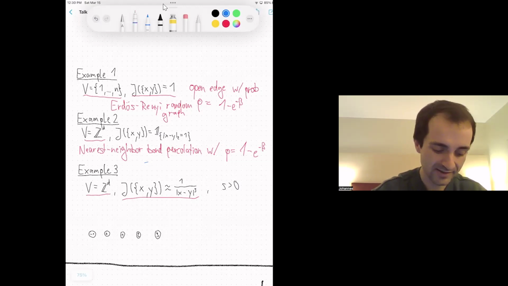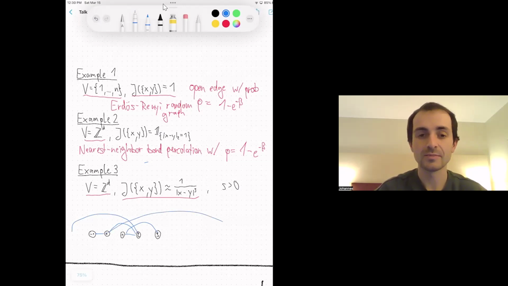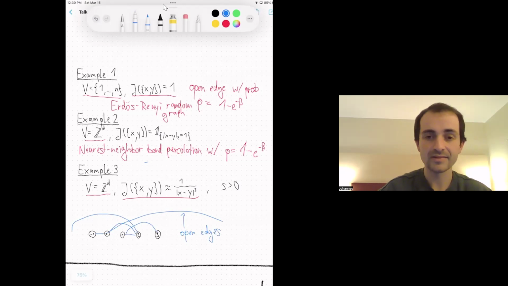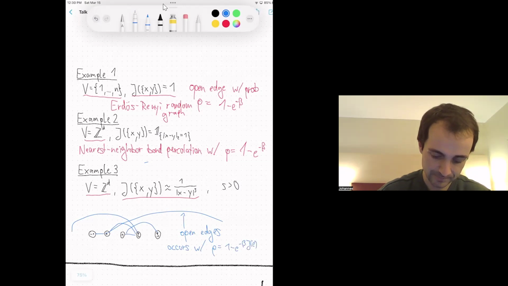So here, the open cluster might look something like this. So here, there's a picture in 1 dimension. So you have some nearest neighbor edges, and then you have some longer edges on top of this. And well, you maybe see these very long edges. So maybe it might look something like this. And note, what I draw here are the open edges. And these open edges occur exactly with this probability, with probability p equals 1 minus e to the minus beta times j of e.